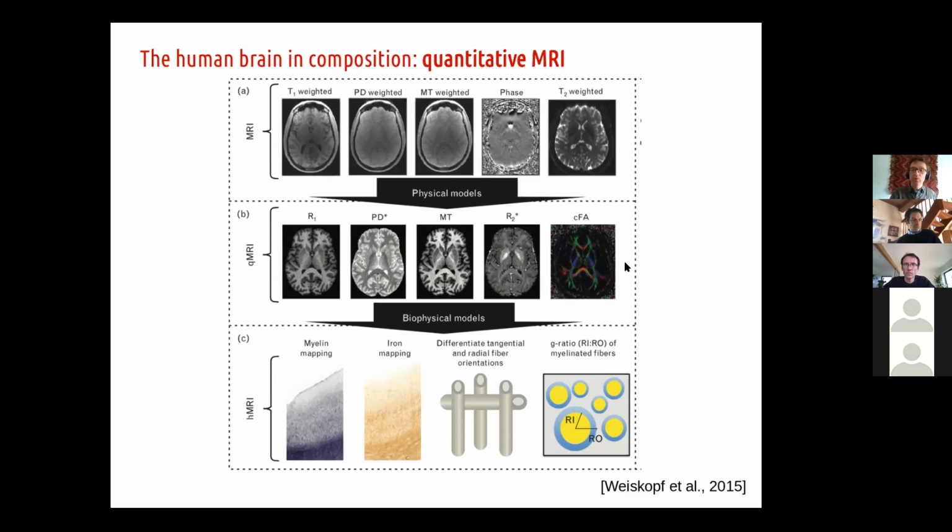One step further that people are very active on right now is how to get from those physical models to biophysical models. So how do we know from those numbers what amount of myelin or iron or what fibers we have in the brain? So there's a lot of modeling going on with that. There's a lot of microscopy also to make this happen. But once we have those bridges, we can start using MRI as a way to quantify things that happen, for instance, in development or in disease.